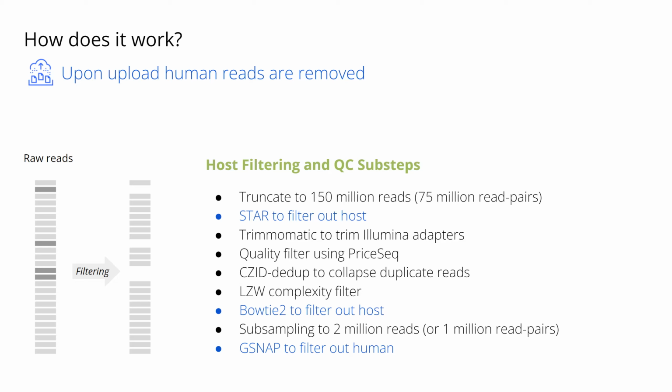I'd just like to point out that human reads are removed in multiple steps during the pipeline, regardless of what host you choose upon upload. And we make sure that all human reads are scrubbed from CZID, so there won't be any human genetic material on the application.